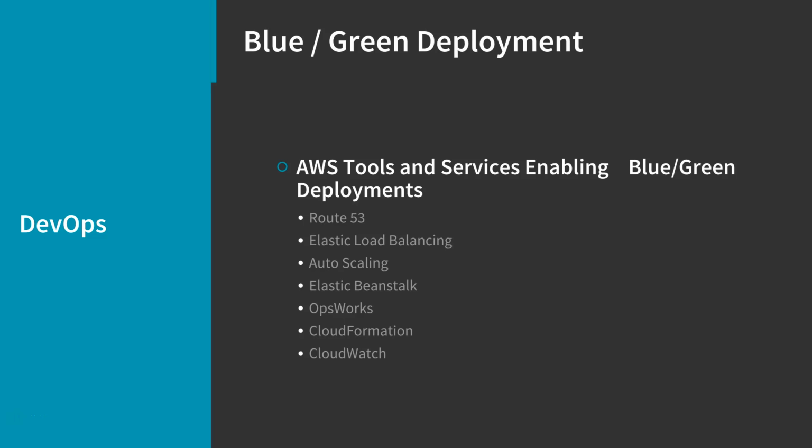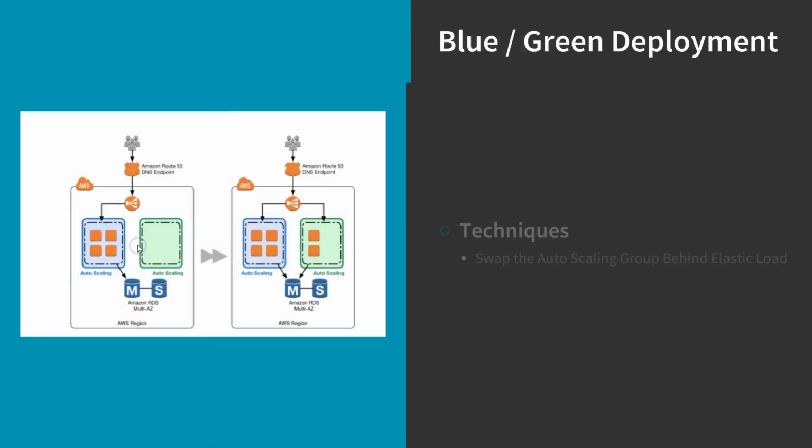And finally, Amazon CloudWatch is a monitoring service for AWS cloud resources and the applications you run on AWS. CloudWatch can collect and track metrics, collect and monitor log files, and set alarms. It provides system-wide visibility into resource utilization, application performance, and operational health, which are key to early detection of application health issues in blue-green deployments.